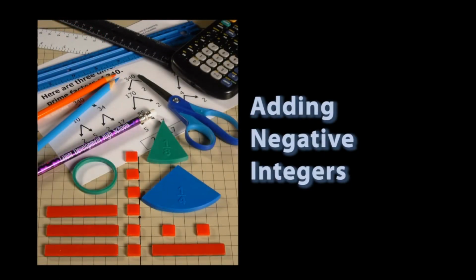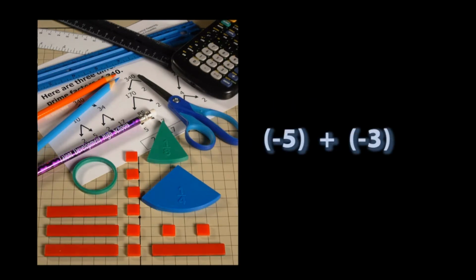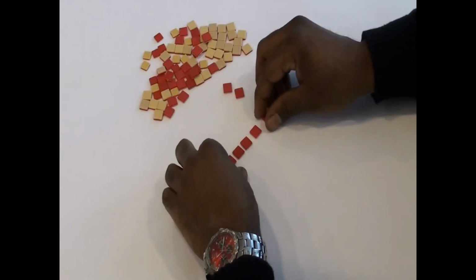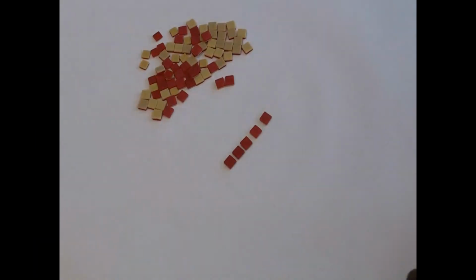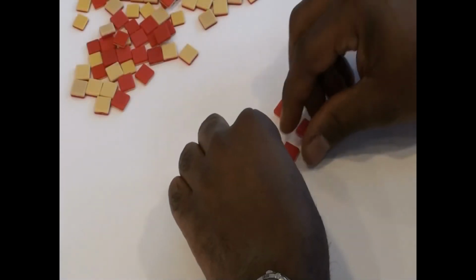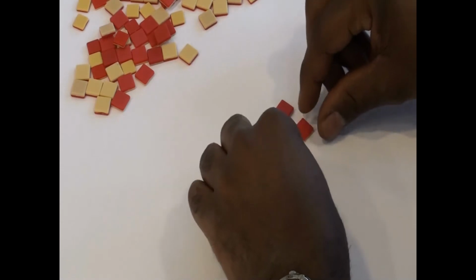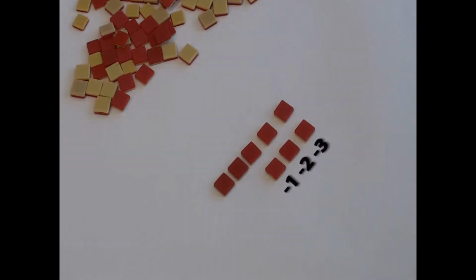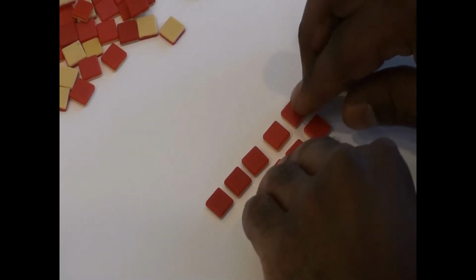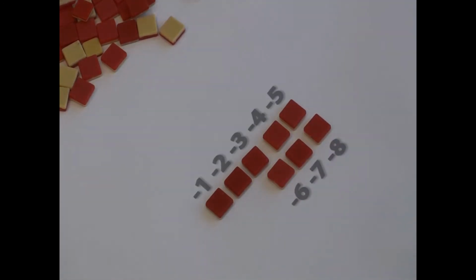Now let's take a look at adding all negative integers. Let's look at the problem, negative 5 plus negative 3. First, align negative 5 horizontally. Then align negative 3 underneath horizontally. I combine all of the same negative red colored squares to give us a total of negative 8.